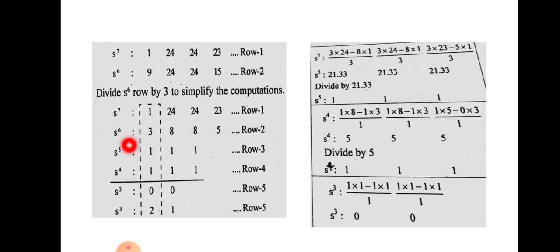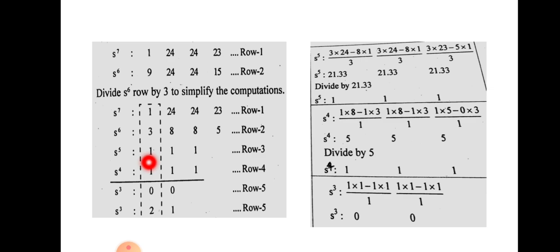And next we want to find out the next stage, that is s raised to 5. So s raised to 5 will be obtained from the upper 2 rows. See, s raised to 5 entries will be obtained from the s raised to 7 and s raised to 6 rows. And here the equation we have discussed in the root array construction.